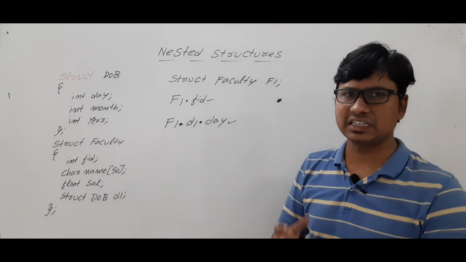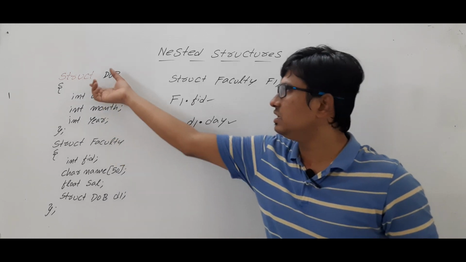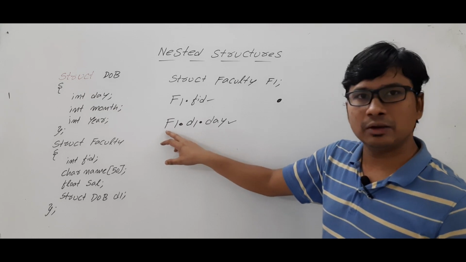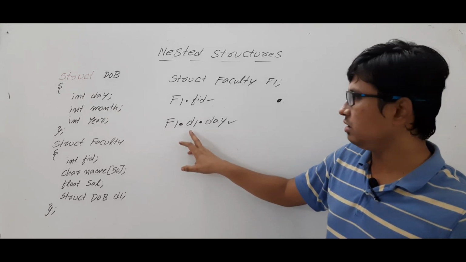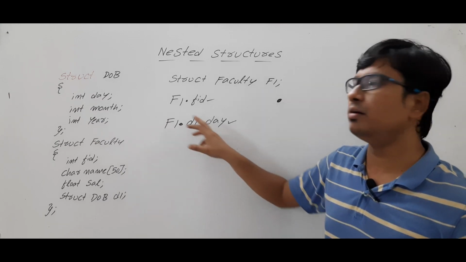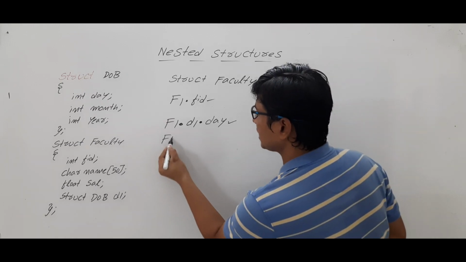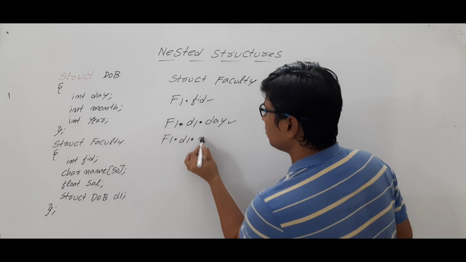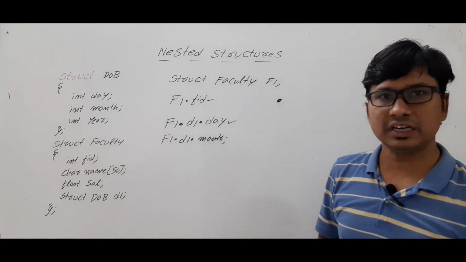Are you able to understand? Nested structure is what? Structure within a structure. So this is your outer structure, this is your inner structure. Is it clear? So variable name of the outer structure dot variable name of the inner structure dot and the member. Similarly, if you want to access the month, you can write f1 dot d1 dot month. Is it clear? Are you able to understand it or not?